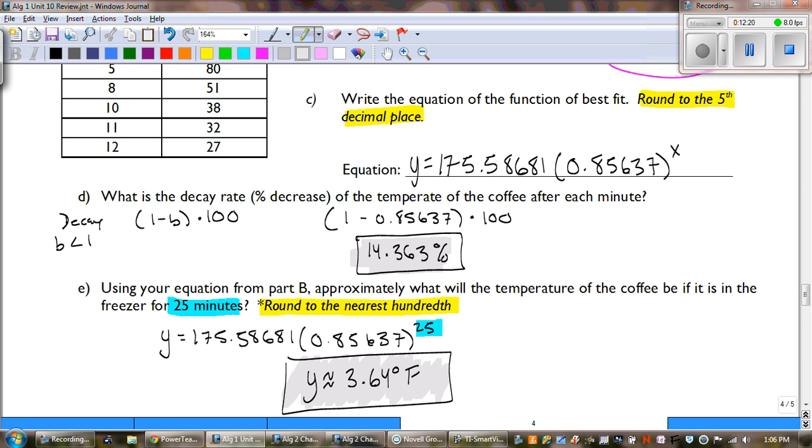Okay. I'm going to stop the video right there. And that'll be it for video 3. Video 4 will cover the last two problems, which are 6 and 7 on your review.